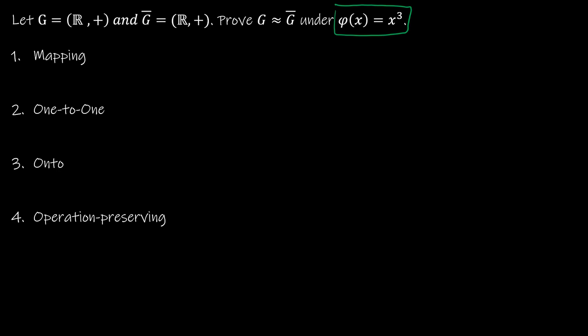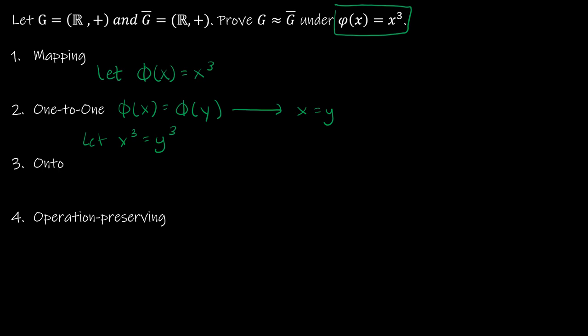They're asking specifically for the mapping, and so we're going to say let phi of x equal x cubed. So is this 1-to-1? Remember what we tried to do is we are looking at phi of x equal to phi of y, and then we have to show, does that imply that x equals y? So back to the discrete math days, it's an implication. So all I'm going to do is say, let x cubed equal y cubed, which would be phi of x and phi of y. And then I'm going to take the cube root of each side.